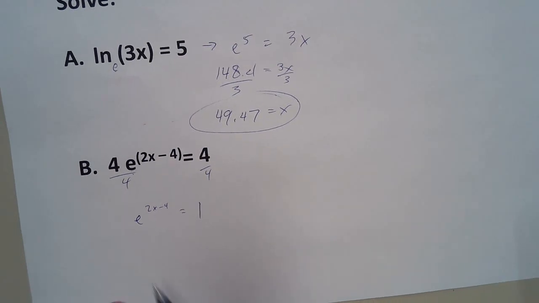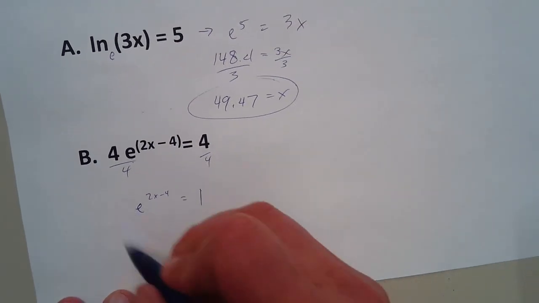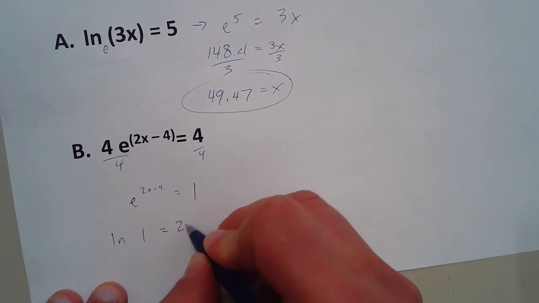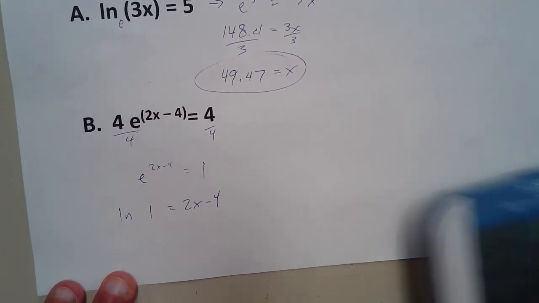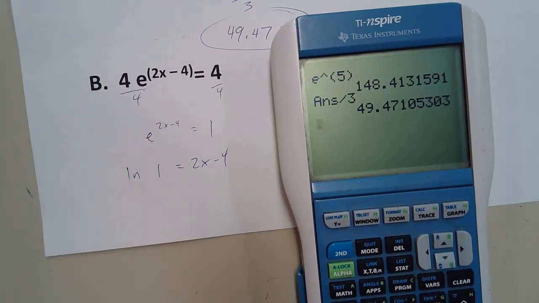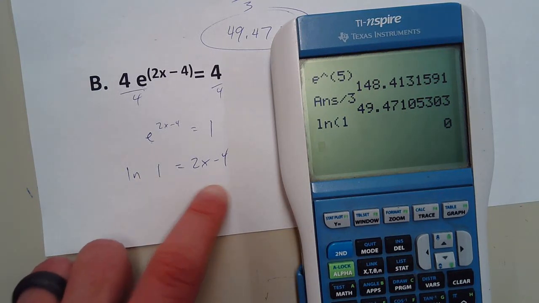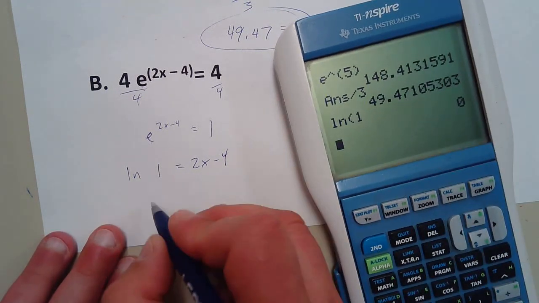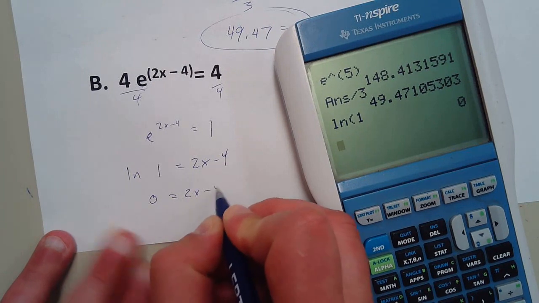All right. So now we can write this as a natural log, right? Because natural log is base e of 1 equal to 2x minus 4. Natural log of 1 is going to be a number. Specifically, it's 0, which makes sense. If we think about it, that's saying e to what power is 1, and anything to the 0 power is going to be 1. So we're going to get 0 equals 2x minus 4.